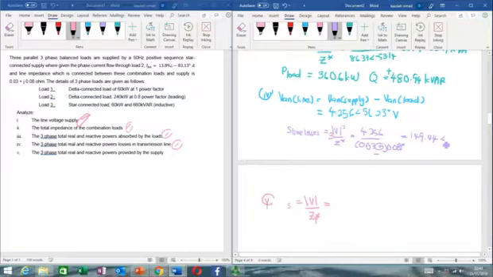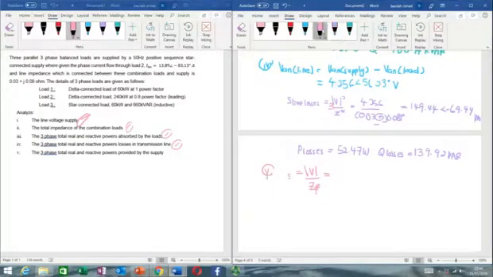149.44 and angle is negative 69.44. Okay, then P losses will be 52.47 watt and Q losses is 139.92. Wow. Okay, so this one is as supply.